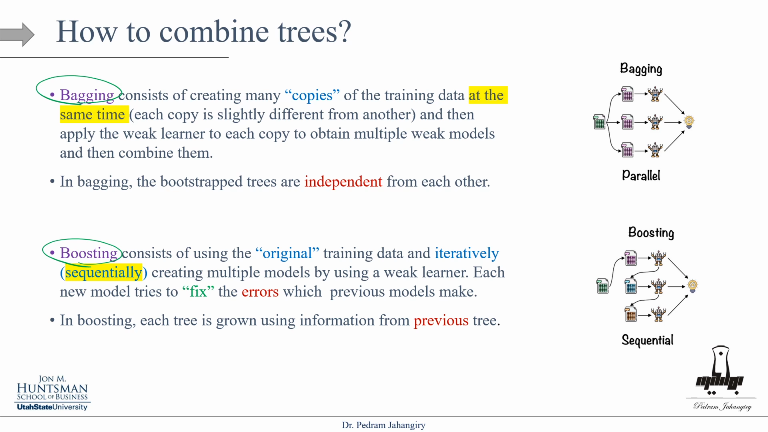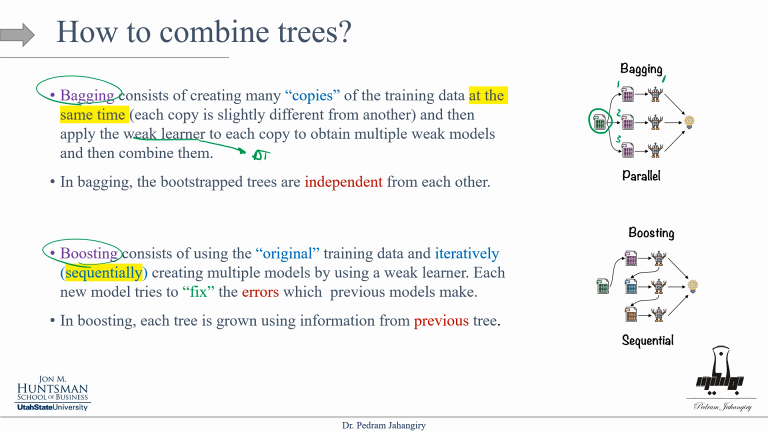So what is bagging? The idea of bagging, imagine guys, this is your original data set, this green data set. Bagging consists of creating many copies of the training data at the same time. Each copy is slightly different from each other, because these are random samples, right? So this is copy number 1. And again, they're slightly different from each other. Then we apply a weak learner, in this case a simple decision tree, to each copy to obtain multiple weak models and combine them, right?